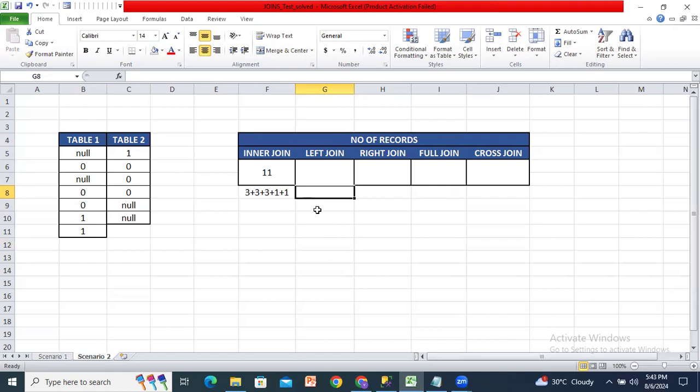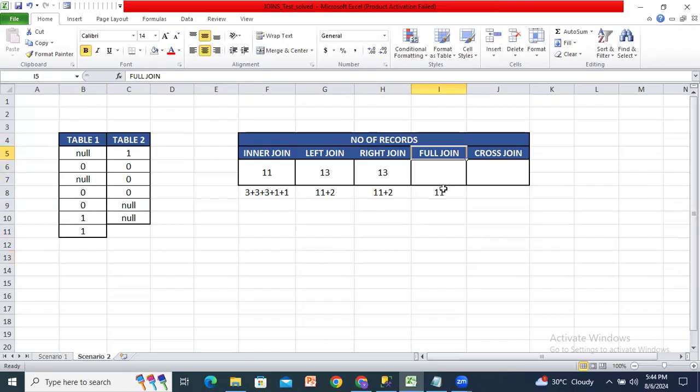Now we come to left join. By default, I'm adding the inner join records, then what is left over from the left table. What is left over from the left table: zeros and ones are covered, so null records are there, 2 nulls. So 11 plus 2, 13. So left join is 13. Next, right join. What is left over from the right table: 2 records. So 11 plus 2, 13. So this one is also 13.